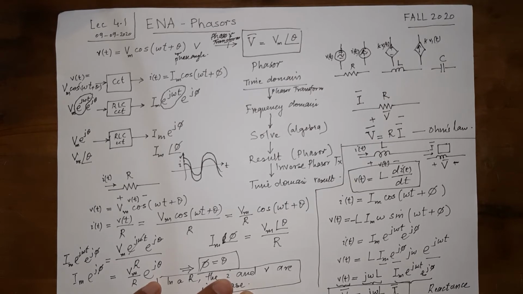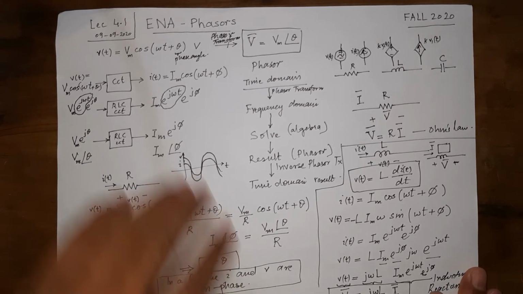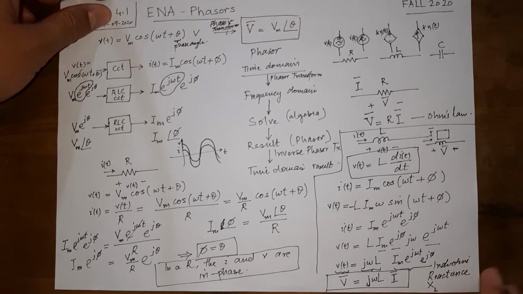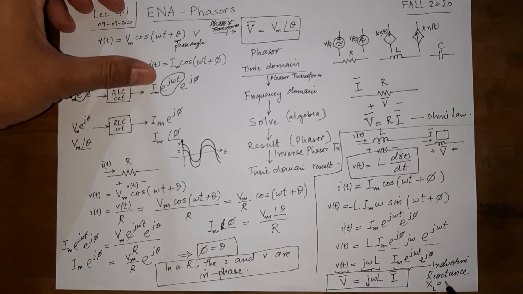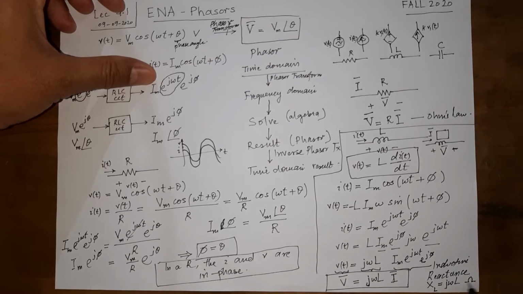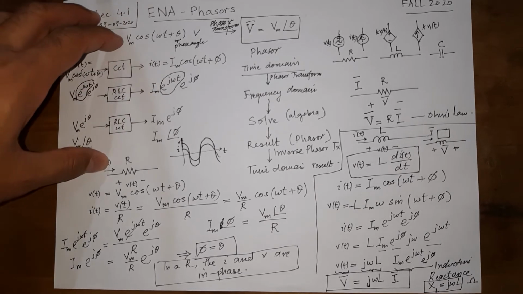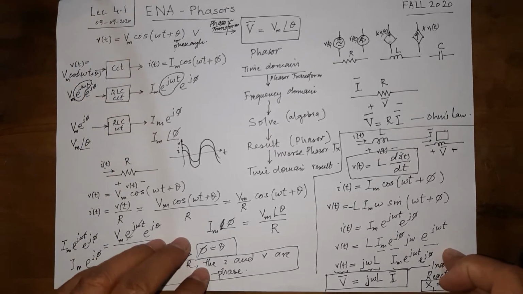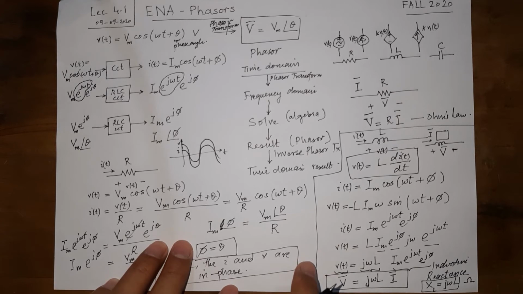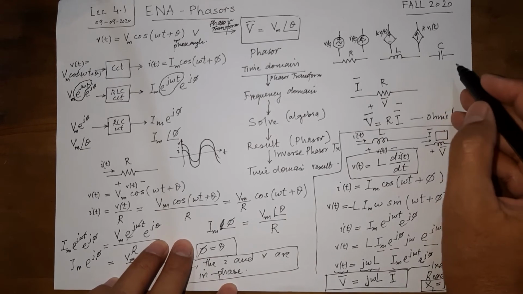We often have a subscript L to specify that this is an inductive reactance, X_L, and that is equal to j omega L, and the units are ohms. This is what an inductor becomes in the frequency domain. And I hope that while I am not doing this, you should be able to do the same for a resistance and for a capacitance.